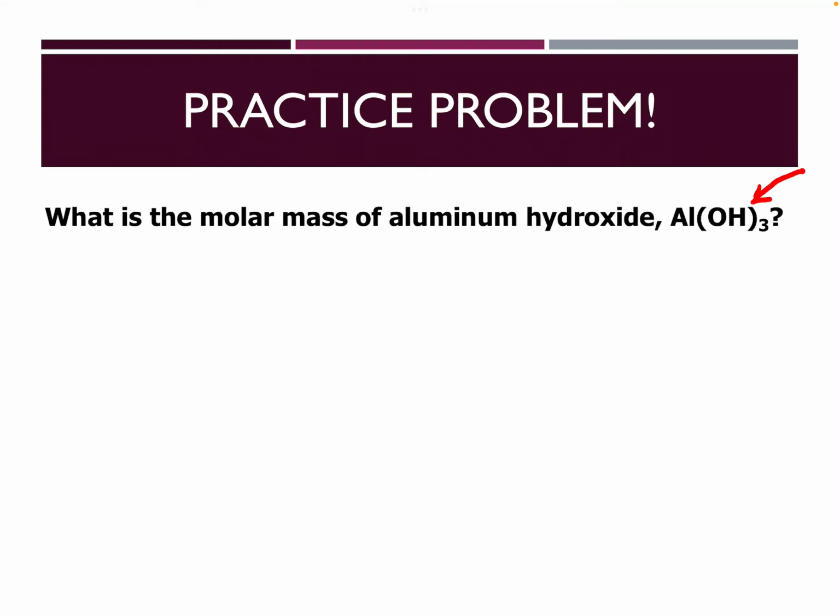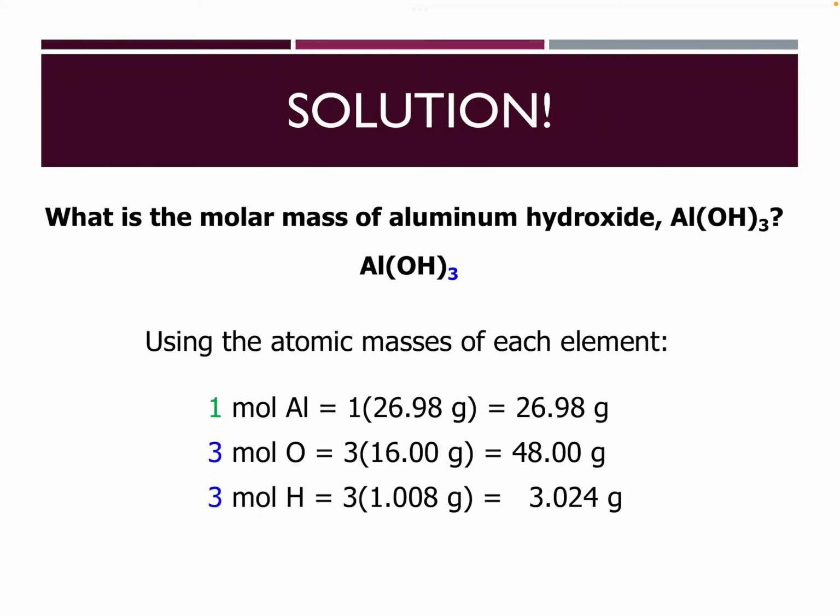Alrighty, so going through this, if we look at aluminum hydroxide, we have 1 aluminum, and then this 3 actually gets distributed in. We end up having 3 oxygens and 3 hydrogens. Okay, this is just like math class, right? Where we have numbers outside parentheses and they distribute in. Same thing happening here. That 3 distributes into everything that's inside the parentheses. So we have 1 aluminum, 3 oxygens, and 3 hydrogens.